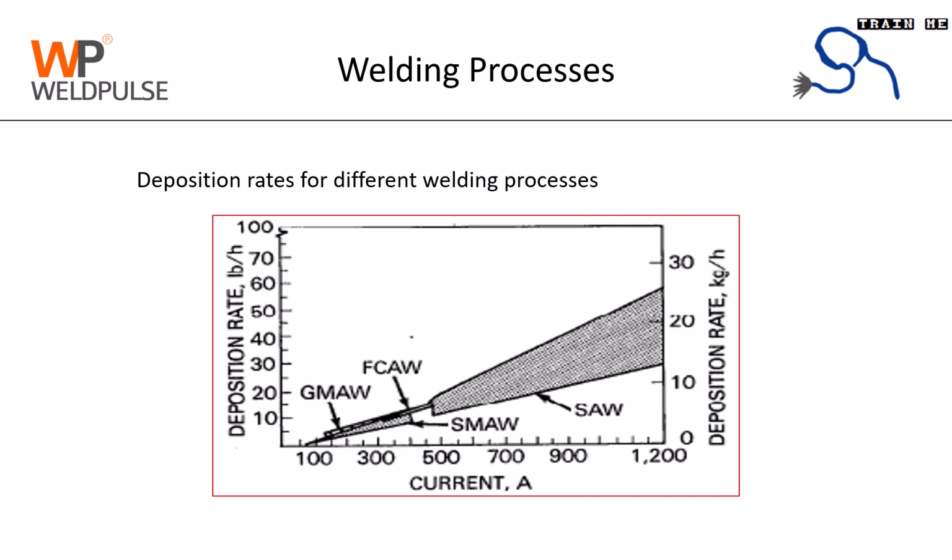Here are the deposition rates for different welding processes. You can see that every welding process has its own range of deposition rate which depends mainly on the current. More the current, more the deposition rate. Submerged arc welding has the maximum rate of deposition among all the welding processes. This photograph has been taken from American Welding Handbook.